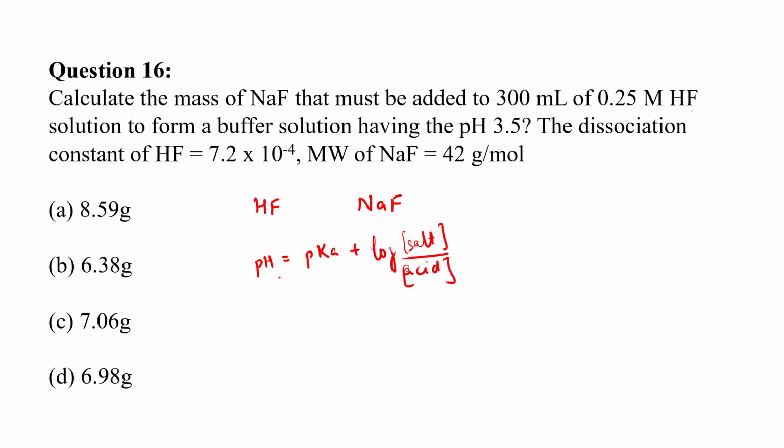How do we have the pKa value? We have the dissociation constant, that means we have the Ka value. From Ka we can calculate pKa, just take the negative log of Ka, this will be equal to pKa. Okay, so you have the pKa value, you have the pH value, you have the acid concentration, you can find the salt concentration. Let's see how to solve this.